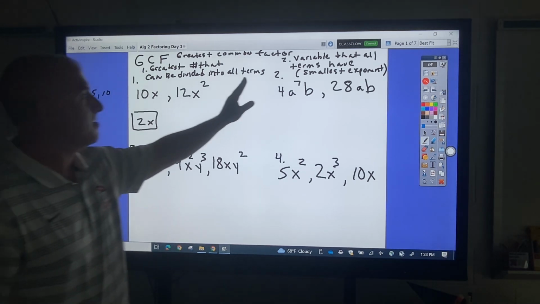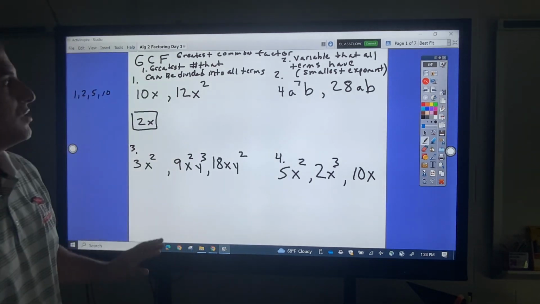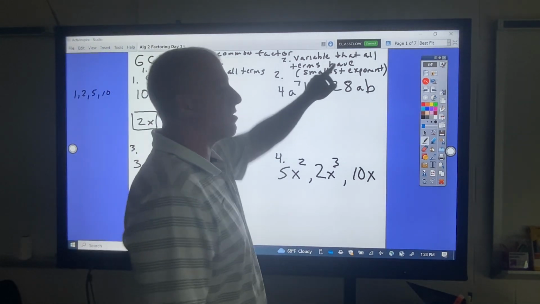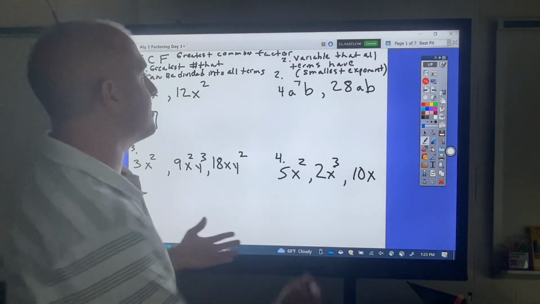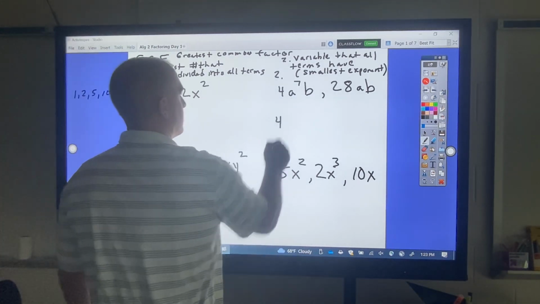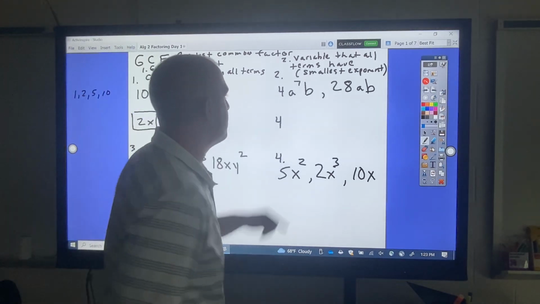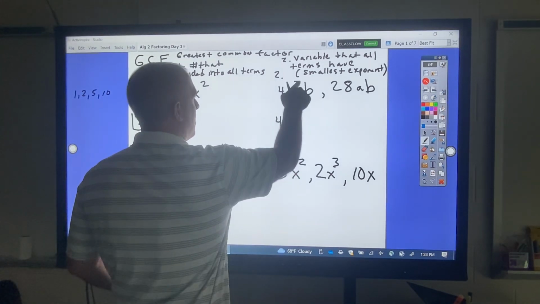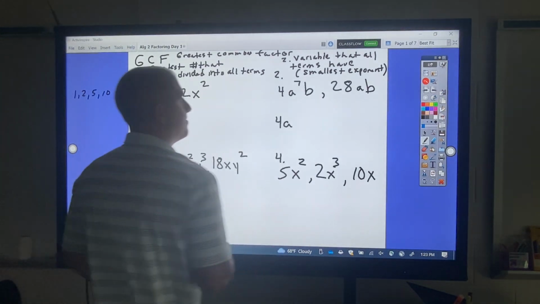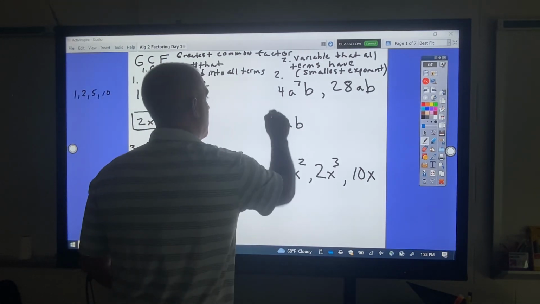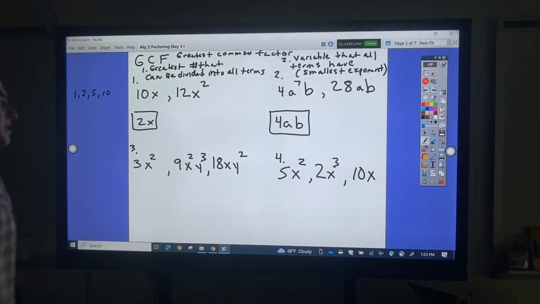Okay? Biggest number that goes into 4 and 28. Now, always the one to check. Can 4 go into 28? Yeah. Well, then that's the greatest common factor. Okay? Now, do they have an A? Yep, they both have an A. What's the smallest exponent? 7 or 1? Just going to be 1. Do they have a B? Yep, and the smallest exponent is 1 for both of those. So that is the number GCF.